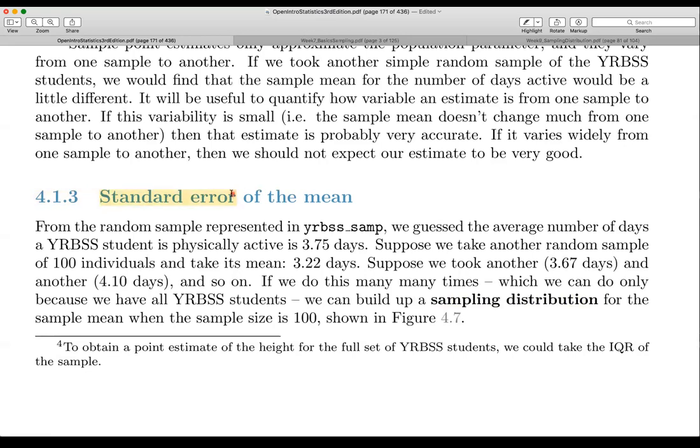In descriptive statistics, we talk about the mean and the standard deviation. Okay? In inferential statistics, we talk about the point estimate and the standard error. The point estimate is our best guess. The standard error is, on average, how much does our best guess vary?